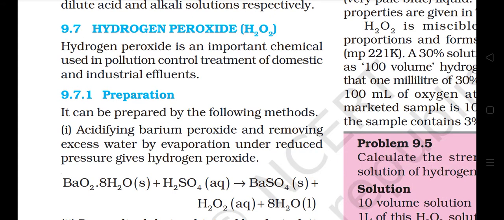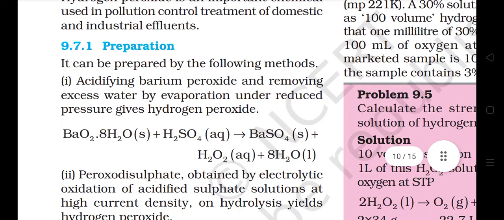आज हम हाइड्रोजन का नेक्स्ट पार्ट हाइड्रोजन पेरोक्साइड से रीड करेंगे। 9.7 Hydrogen Peroxide, H2O2. Hydrogen peroxide is an important chemical used in pollution control treatment of domestic and industrial effluents. 9.7.1 Preparation. It can be prepared by the following methods.